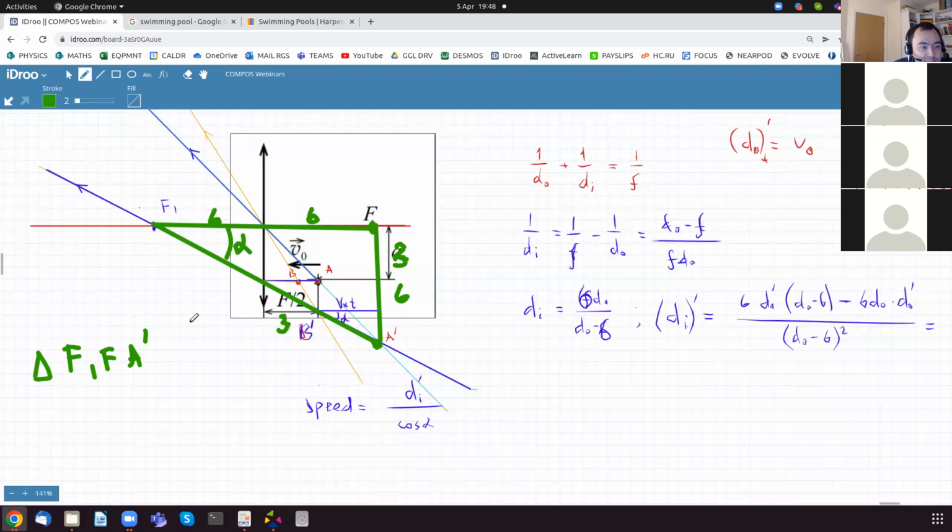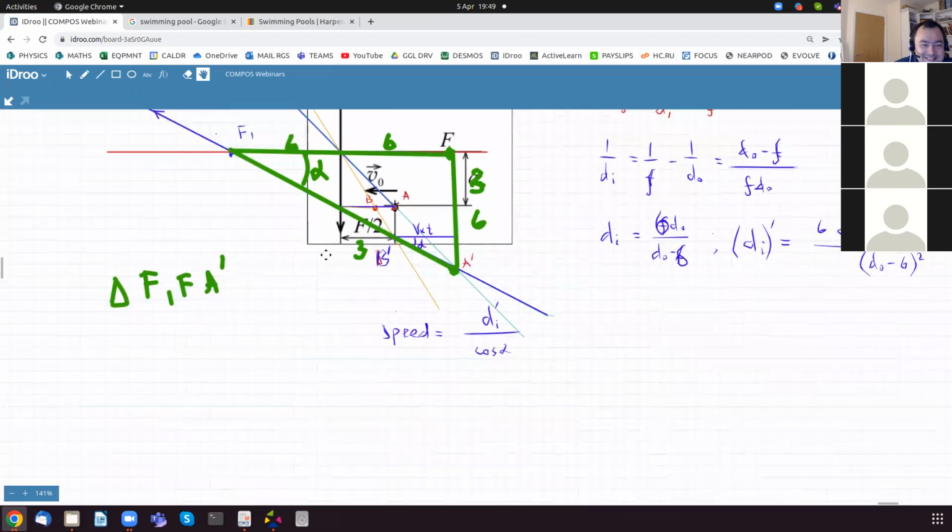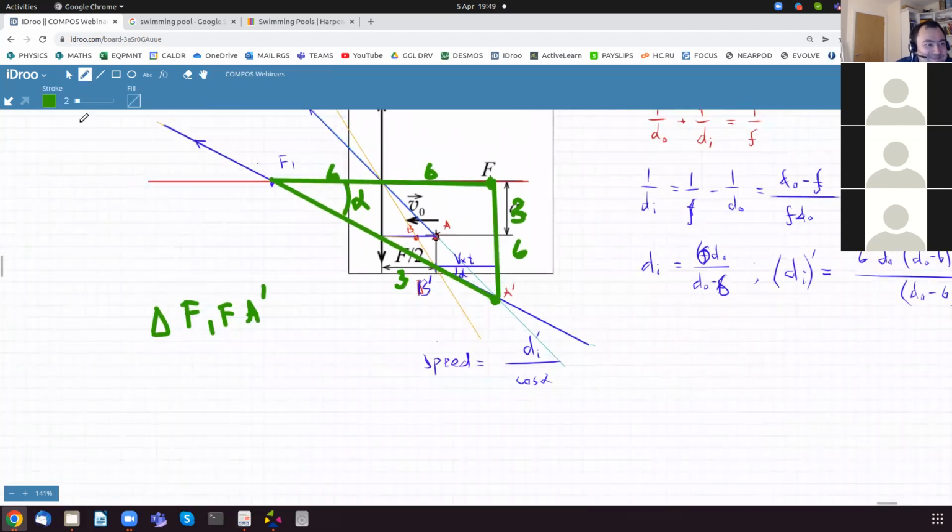And cosine alpha, in fact, is, well, if this is 12, this is 6. So you can find this side. So that's 6 squared plus 12 squared, so 36 plus 144, which is, okay. Anyways, you can find it.